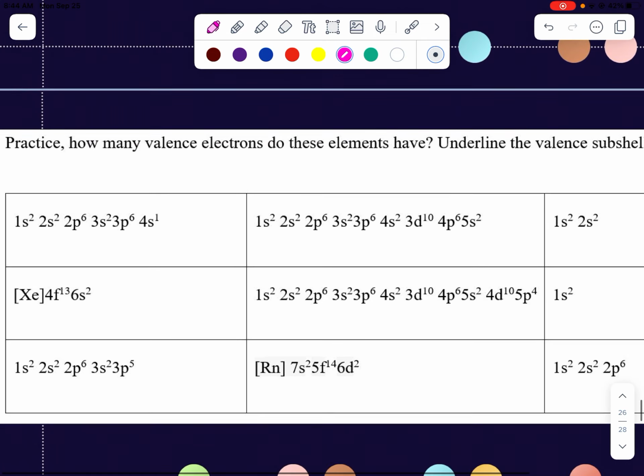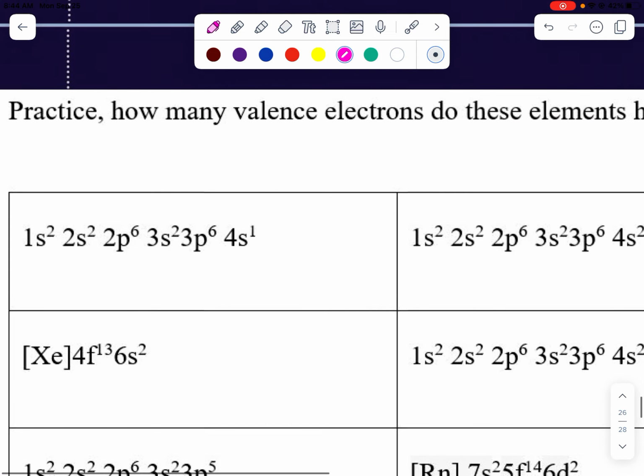Let's do a couple more together. We're going to underline the valence electron levels. So looking at this first one here, we have a 1 sublevel, a 2 sublevel, a 2 sublevel, a 3 sublevel, a 3 sublevel, and a 4 sublevel. The 4 sublevel is the valence level. How many electrons are in it? 1. So 1 valence electron.